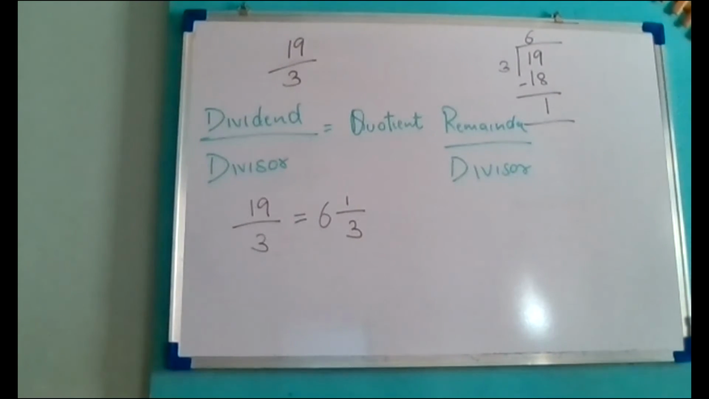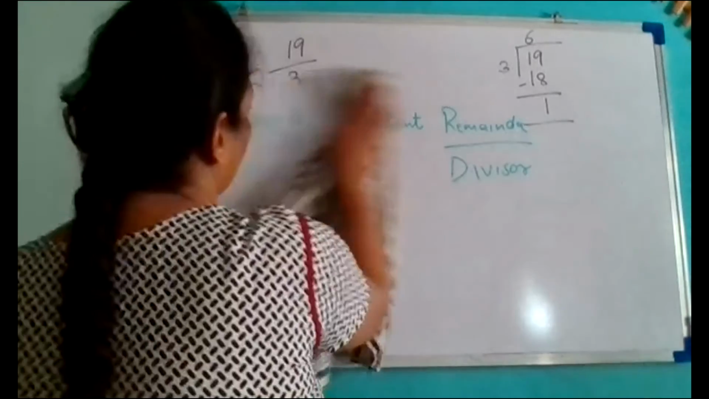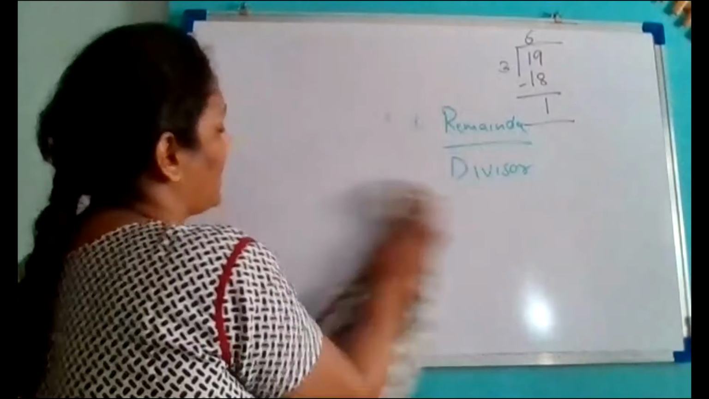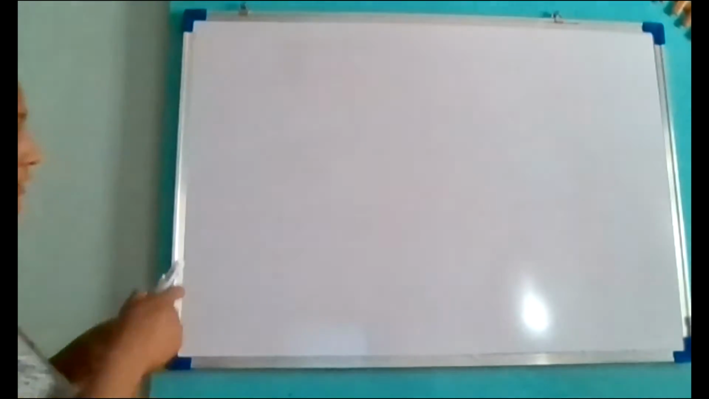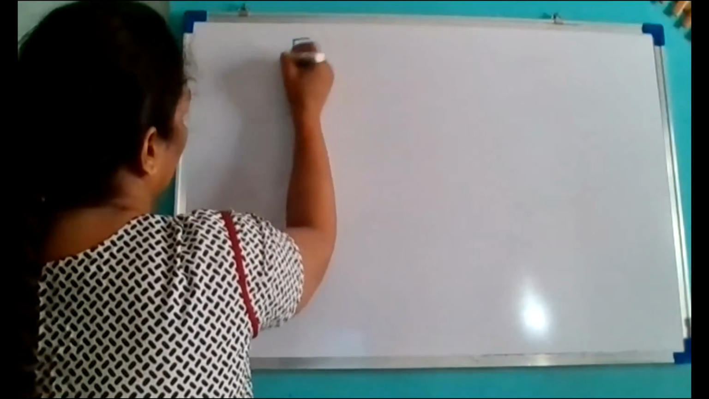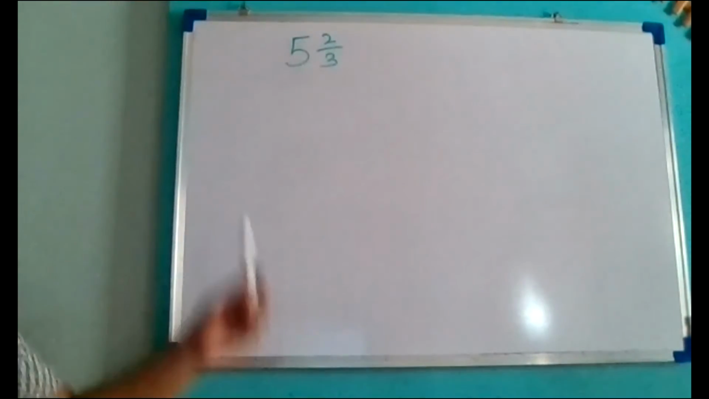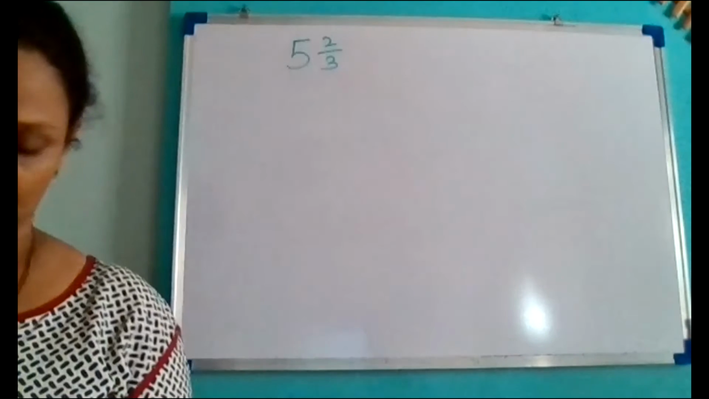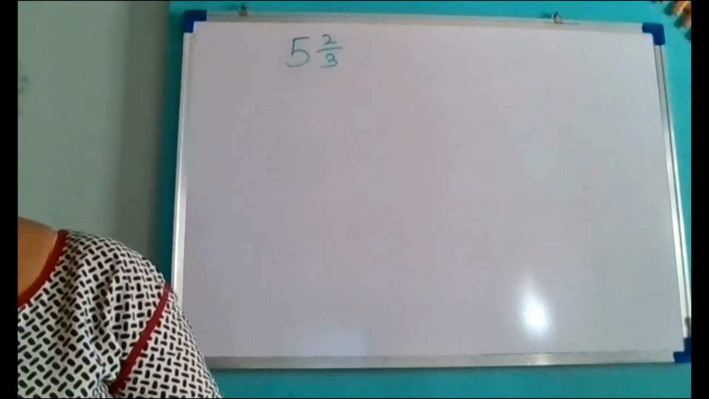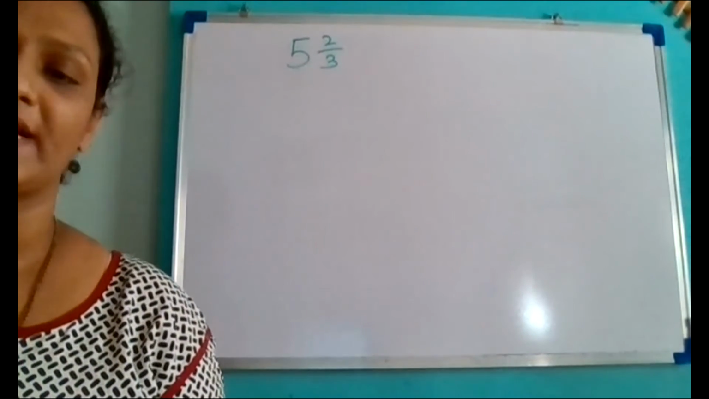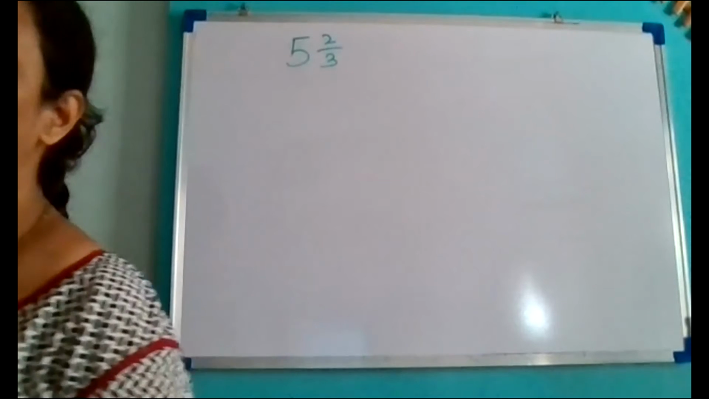Now I will give you one more mixed fraction. Convert that into an improper fraction and tell me. You all have to do it in your book. 5 and 2 upon 3. What do we have to do? We have to turn it into an improper fraction. You only have 5 minutes left.